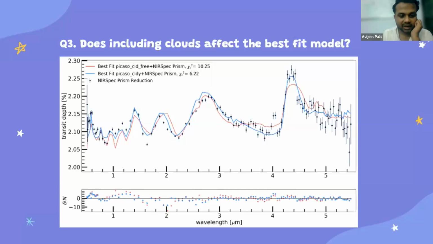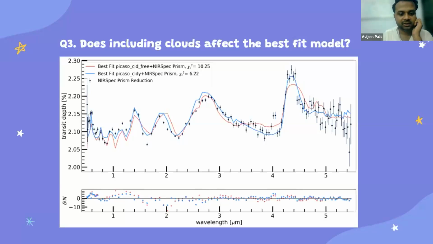Also, if you observe the chi-square ratio, it says the same. We have a chi-square ratio of 10.25 for the cloud free environment and 6.22 for the cloudy atmosphere. So yes, including cloud does affect the best fit model.